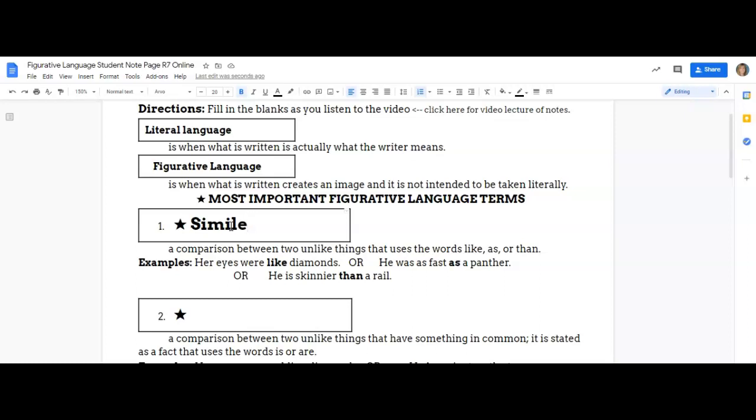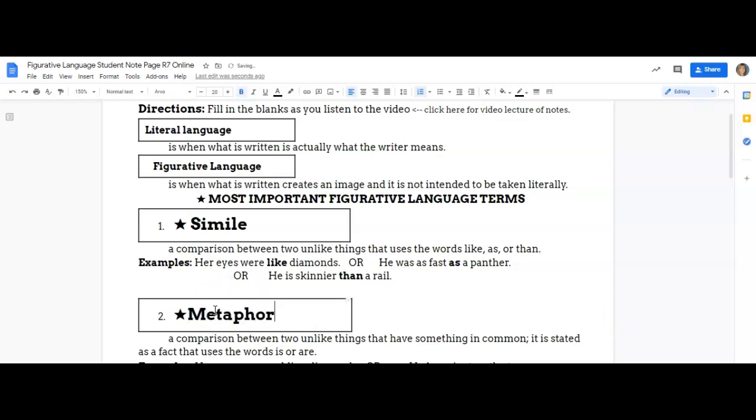If I said something like he was as fast as a panther, a person or a runner and a panther are two very, very different things, but what they do have in common is that they are very fast. So you're comparing two things that are very different, but they have something in common that the author is trying to emphasize. The next term is metaphor.